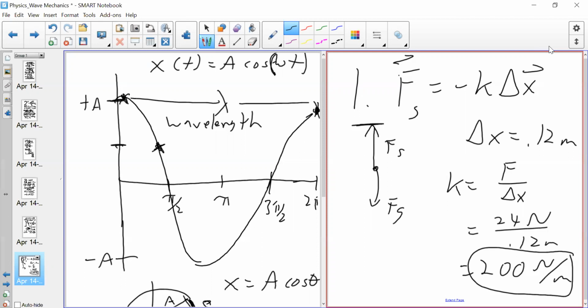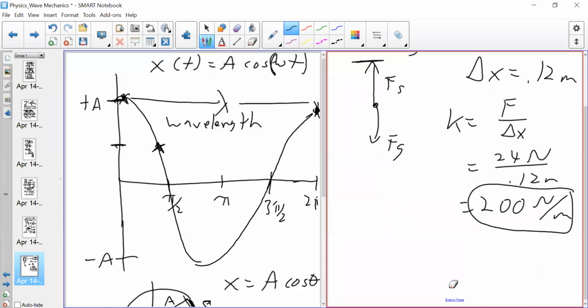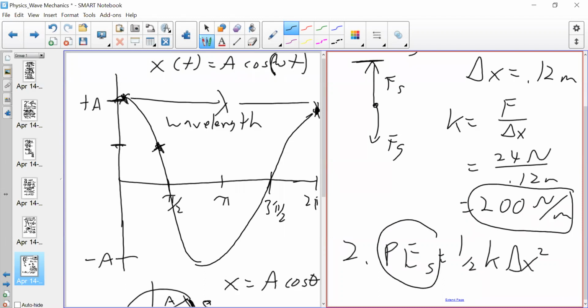right? So that's number 1. Let's try number 2 here, and then we'll be done. So it says, what is the elastic potential energy of a spring with K equals 144 newtons per meter that is compressed by 16.5 centimeters, right? So we're looking for a spring energy. You have the spring constant. Make sure you convert centimeters to meters, and you got your answer.